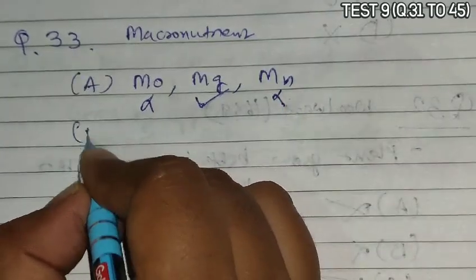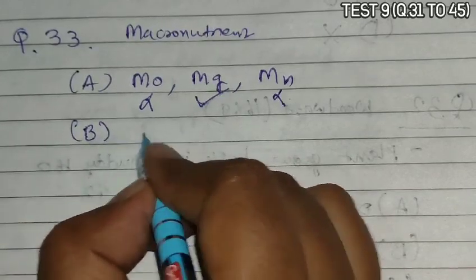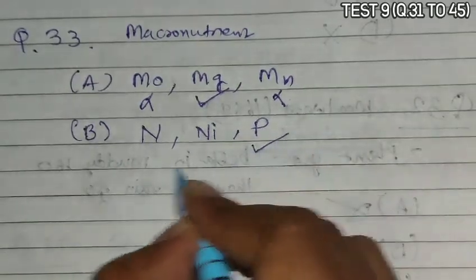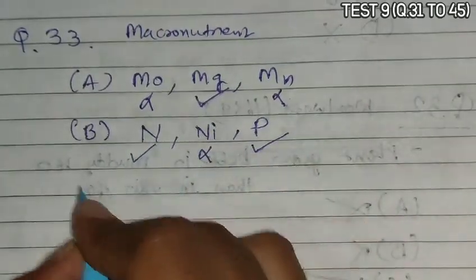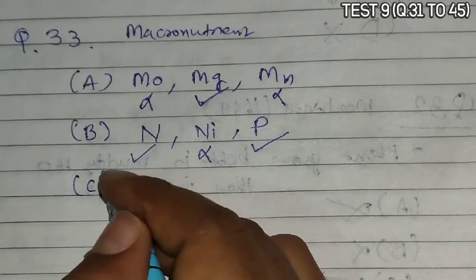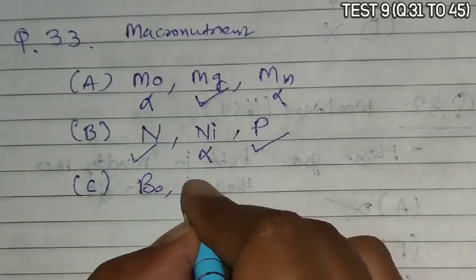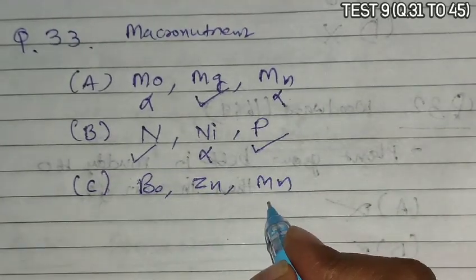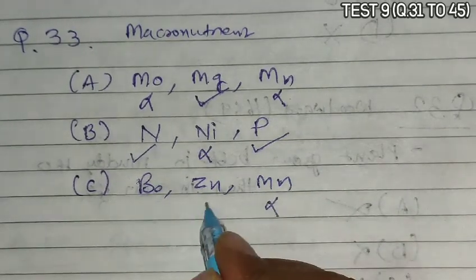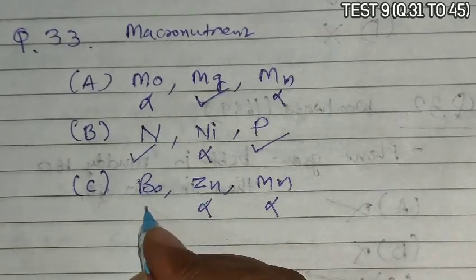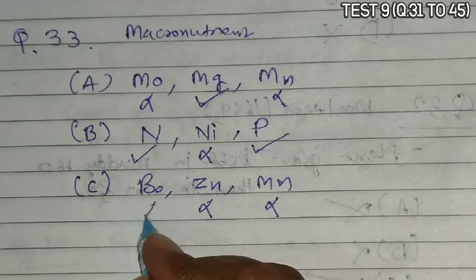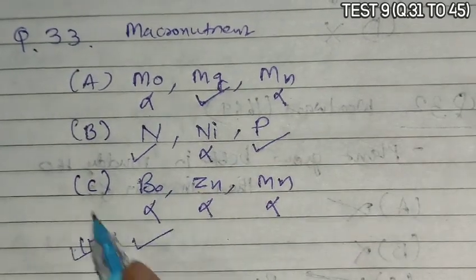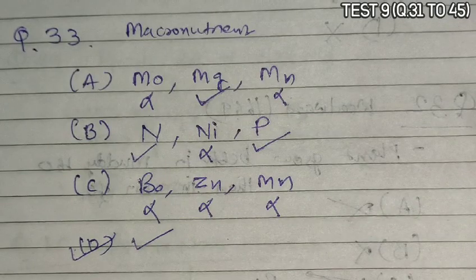Now if we go with B, nitrogen, nickel and phosphorus are given. Phosphorus is a macronutrient, nitrogen is a macronutrient, but nickel is not a macronutrient. Option C is given as boron, zinc and manganese. Manganese is a micronutrient, not a macronutrient. Zinc is also not a macronutrient, and boron is not a macronutrient. And D is none of these, so D is the correct answer because none of these sets has all macronutrients.